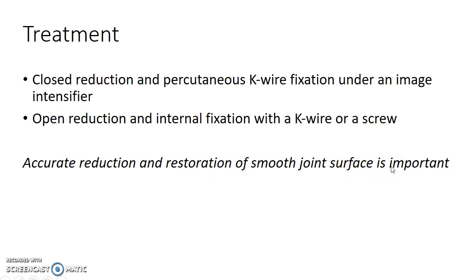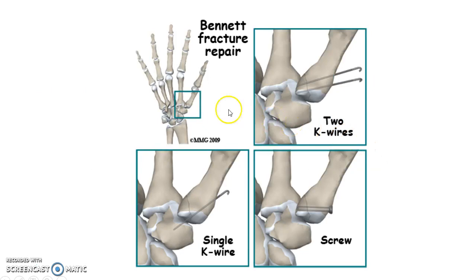This is because Bennett's fracture is an intra-articular fracture. So, if it is not reduced accurately, it will lead to incongruity of the articular surfaces. This will increase the chance of developing osteoarthritis. This picture shows the repair of Bennett's fracture. Remember, the treatment of choice is closed reduction and percutaneous K-wire fixation under an image intensifier.